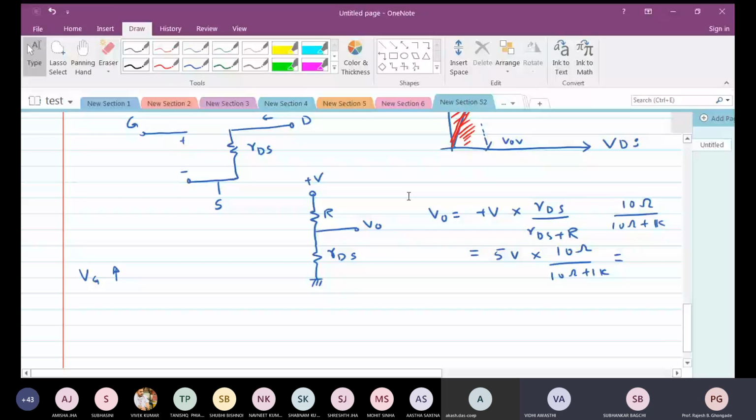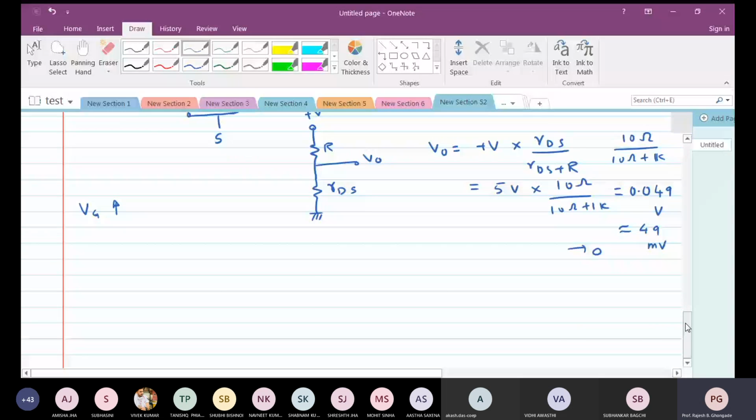Okay, what is it? 0.0495 volts. That is how much? 49 millivolts, nearly. But ideally, it was expected to be 0. So this is not an ideal switch, or this is not an ideal gate.